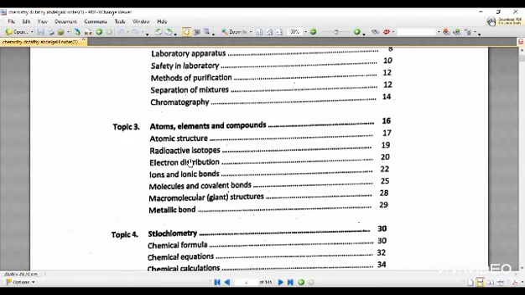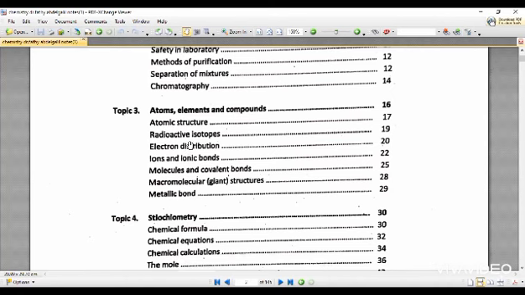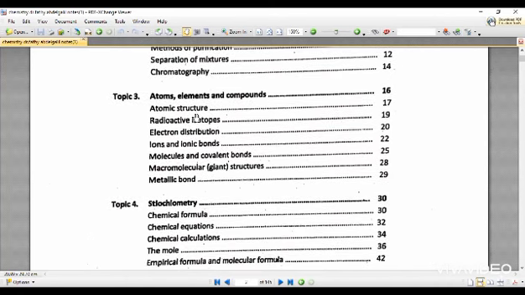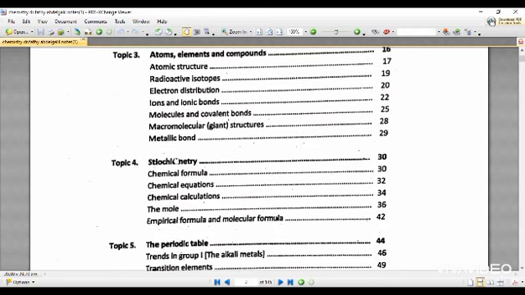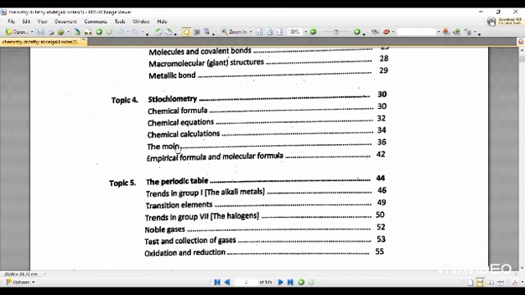And topic number three, I think you have been familiar with this topic during the past years, which is concerning the atomic structure, elements, and compounds. What is the atom made of? It's made from protons, neutrons, and electrons, and electronic configuration. And how do elements react with each other? And how do the atoms combine with each other via ionic bonding, covalent bonding, and also metallic bonding?